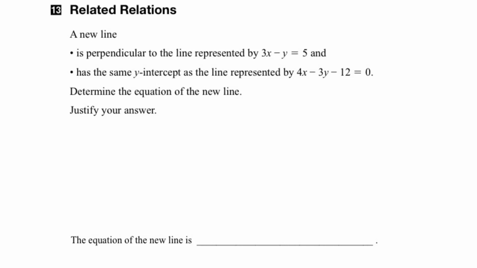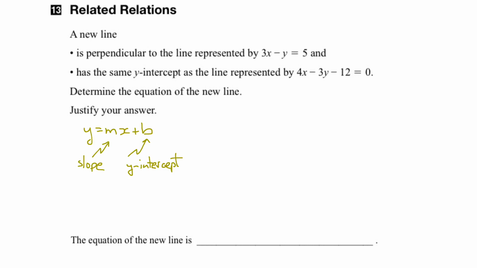In this question, we have to determine the equation of a line that is perpendicular to this line and has the same y-intercept as this line. One way to express the equation of a line is in the form y equals mx plus b, where m is the slope and b is the y-intercept. So if we can find the slope and the y-intercept, then we can find the equation of the line.